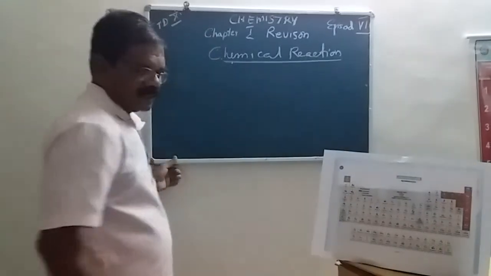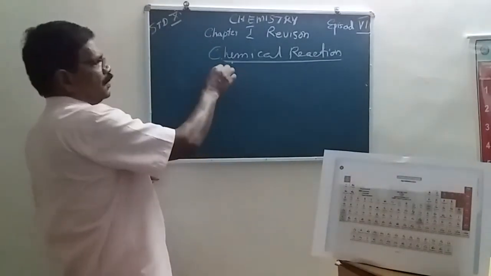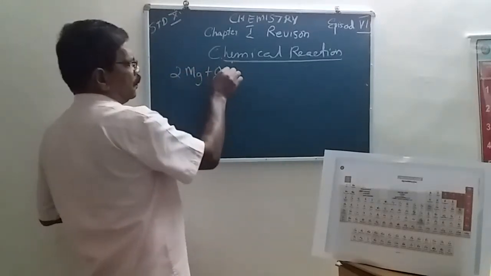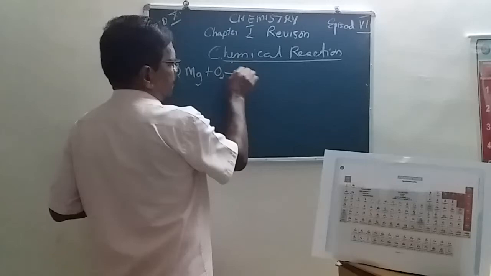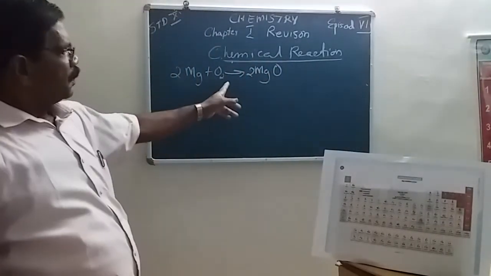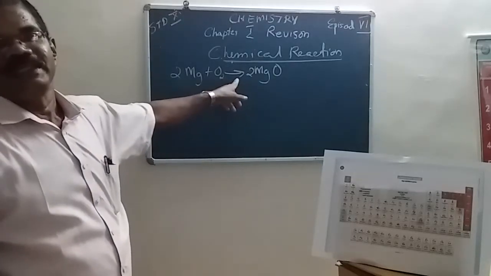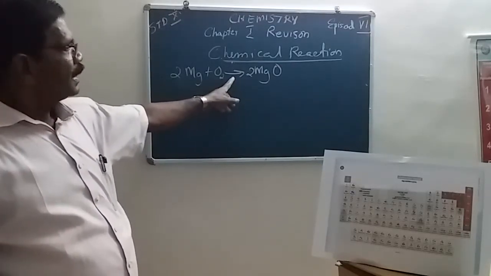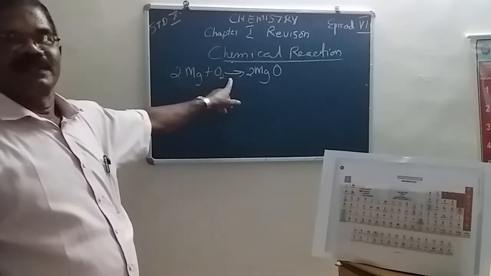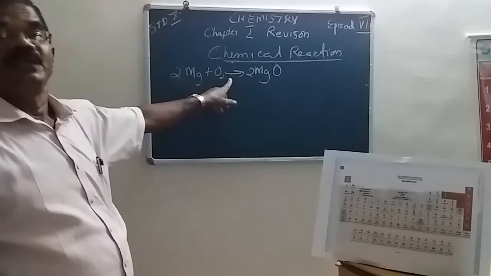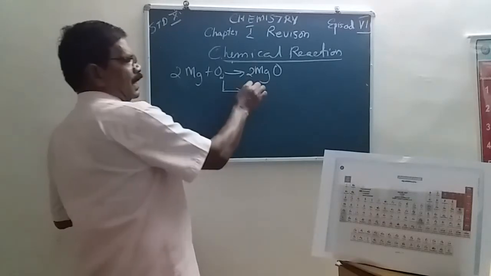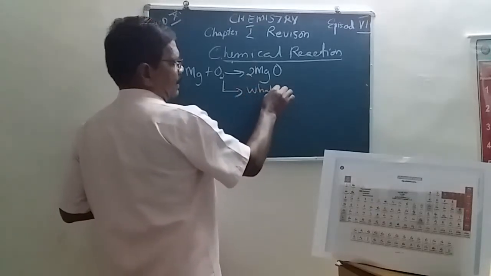Then the reactions can be seen. On seeing a reaction, we can identify the chemical reaction. For example, 2Mg plus O2 gives 2MgO. We look at this reaction. On looking at this reaction, we can see that all the things we studied in this chapter may be applied to this equation. One, what are the reactants?